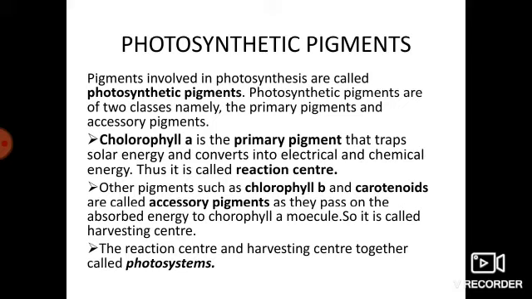The other pigments, chlorophyll B and carotenoids, are called accessory pigments. As they pass on the absorbed energy to chlorophyll A molecule, it is called the harvesting center. That is, some of the sunlight energy absorbed by chlorophyll B is transferred to chlorophyll A, so it is called the harvesting center. So these two, reaction center and harvesting center, together are called photosystems, or otherwise pigment system.